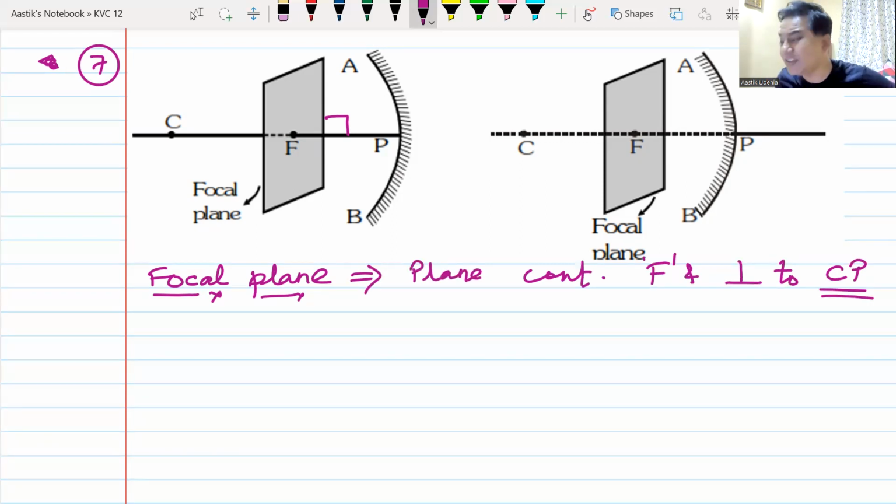Yes, sir. What is CP? Line joining C with P, and that is your principal axis. That is definition number 7, focal plane. I hope everyone is drawing. You may not draw the 2 diagrams. One diagram is good enough. That makes you understand this.